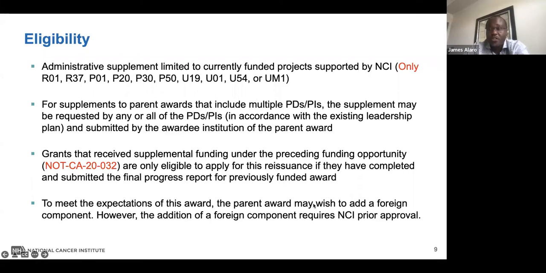This would be a situation, for example, where it is a US institution, say you are working in Uganda, but now for this supplement, you want to include a population that is in Vietnam, for example. That would be an additional foreign component, and therefore you might want to ask for prior approval before you submit your application.